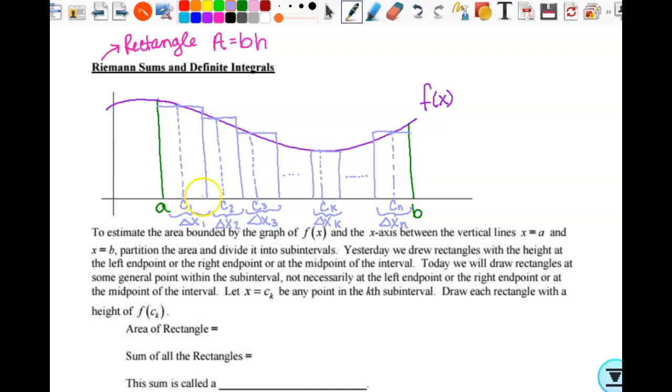So the base of each rectangle, or the width of each rectangle, is our change in x, right? The height of each rectangle, I think I just said triangle, is the y value. Does that make sense? Change in x times the y value. That's what's happening there.